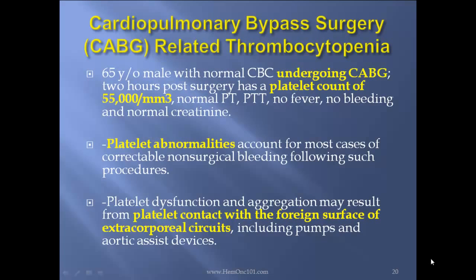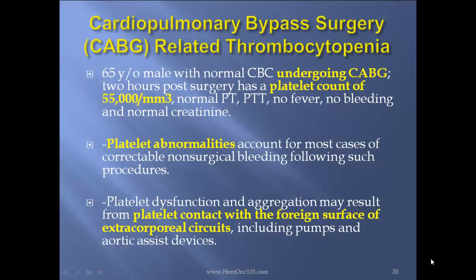Cardiopulmonary bypass surgery-related thrombocytopenia. Case report: 65-year-old male with normal CBC undergoing CABG. 2 hours before surgery he has a platelet count of 55,000. Normal PT, PTT, so not in DIC, no fever, no infection, no bleeding, and normal creatinine.